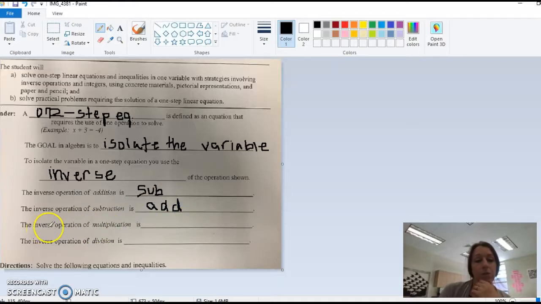Tomorrow, when I'm back, we'll focus on the next two, which is that the opposite of multiplication is division. You know what? I should just write the symbol. And the opposite of division is multiplication. So let's go ahead and we're going to solve some of these problems together.